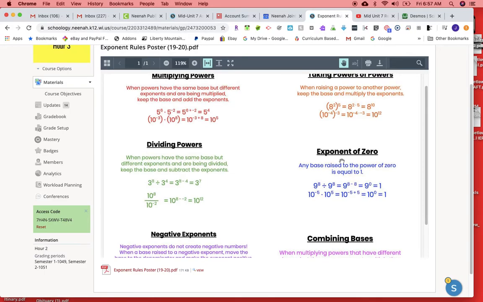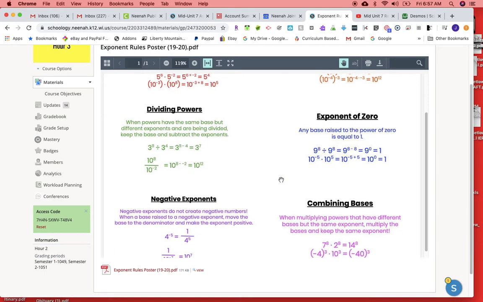Let's see here. Exponents of 0. By the way, you can click on this and it'll make it bigger for you. Any base raised to the power of 0 is equal to 1. So, like in this example, they're dividing.